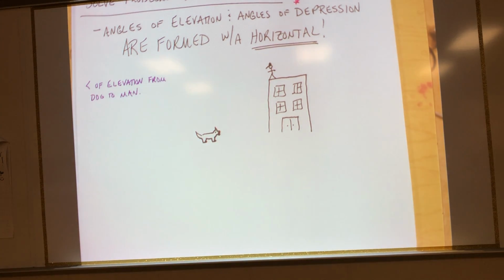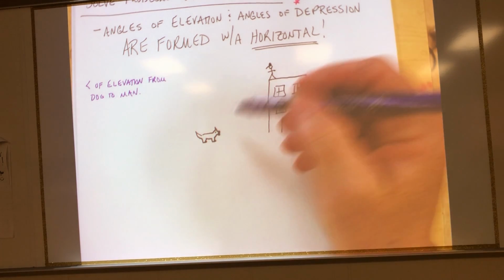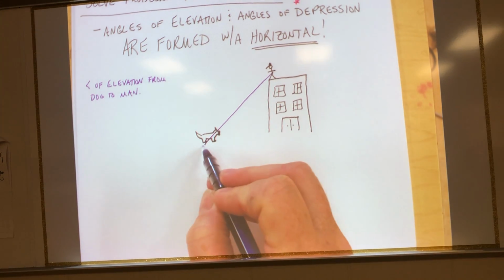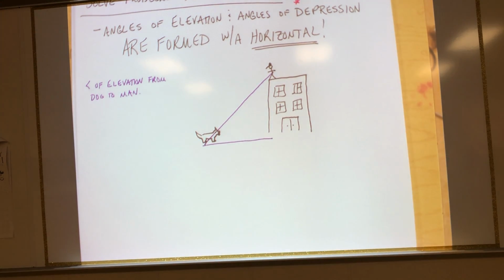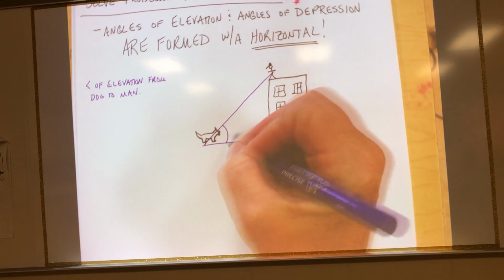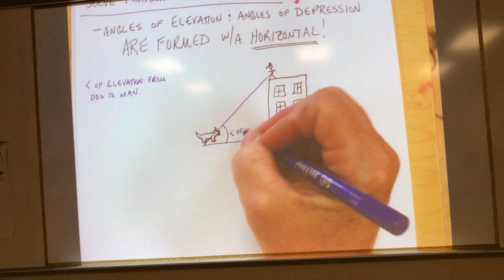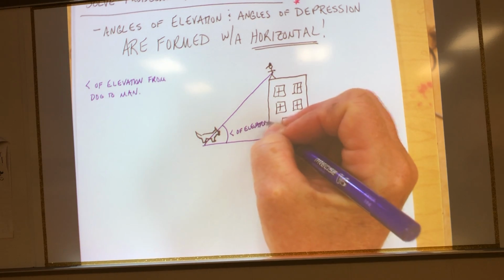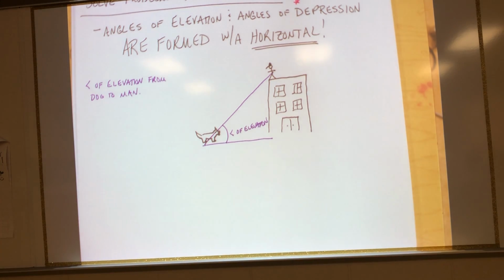Now this is the easy one, do you agree? Even though I didn't draw anything, 99% of you will get this one right, all right? Because you went from the dog to the man, and you knew that this was the ground. Do you agree with me? This is my angle of elevation. Did y'all get that right? Yes. Very good.